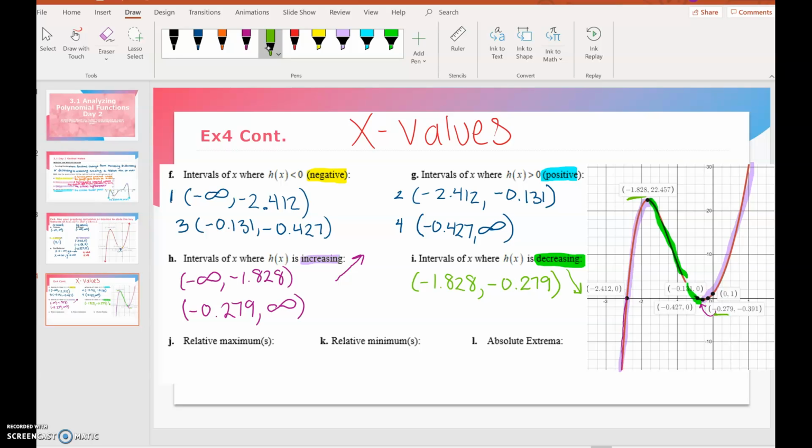So again, one thing to notice is we looked at increasing. If you look at it, we stopped here and then decreasing starts there, and where decreasing ends, it starts increasing again. So just a couple things to notice there. So increasing and decreasing, you're looking at the slope. I'm going to write it up here. Increasing/decreasing, you're looking at the slope. Negative/positive, you're looking at the x-axis.